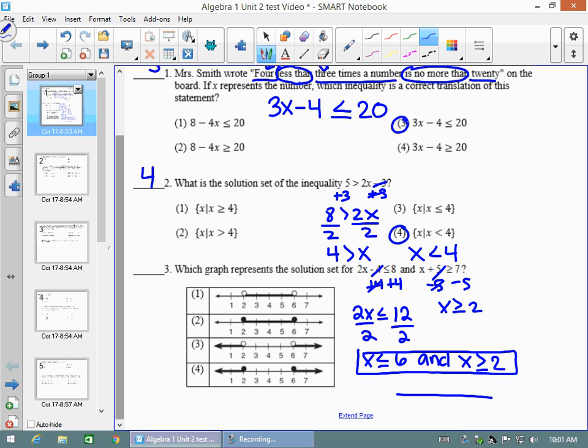So if I graphed this, I would have 2 smaller than 6, so 2 would go first, 6 would go off to the right. They're both closed circles. And because it's an and, it's telling me I'm greater than 2 and less than 6, so I should be shading in between these two numbers. So the shading from 2 to 6 with included closed circles is choice 2.